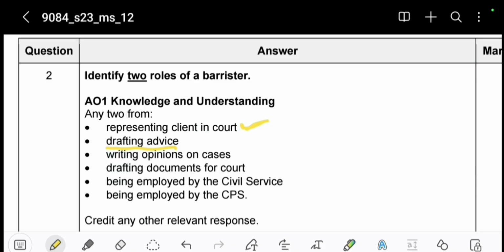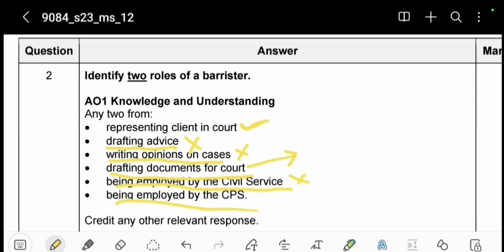Second is drafting advice. I did not mention this. And the third one is writing opinion on the case. I also didn't mention this. The next one is drafting documents for clients for the court. Yes, I have mentioned this in the last line. And then we have being employed by the civil service. I did not mention this. And the last one, being employed by the CPS.